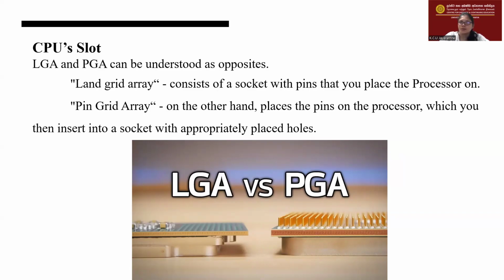So what is the difference between the land grid array and the pin grid array? The land grid array consists of a socket with pins that you place the processor on. So the socket has the pins in a land grid array. In a pin grid array, the processor has the pins. That's the main difference between the land grid array and the pin grid array.